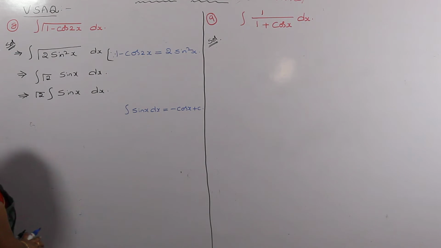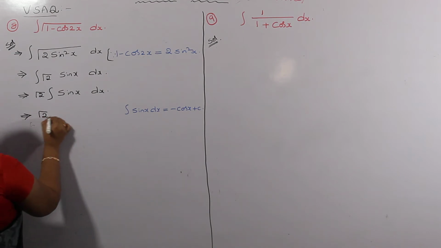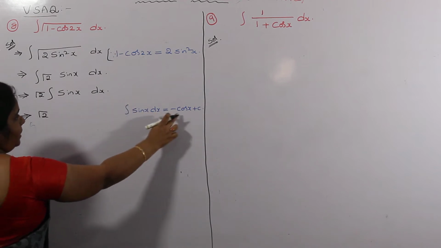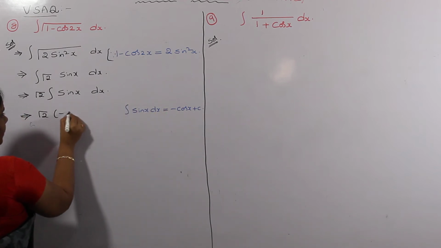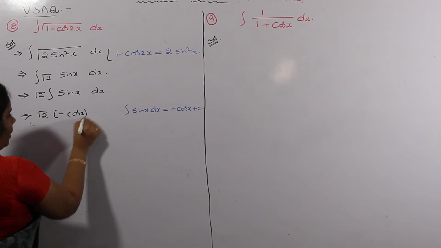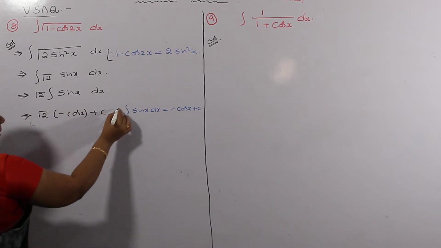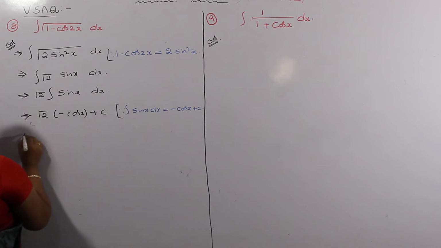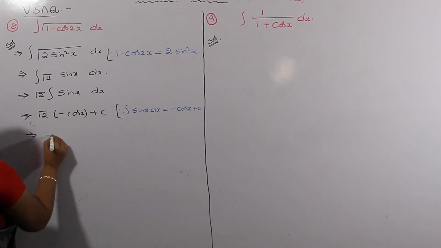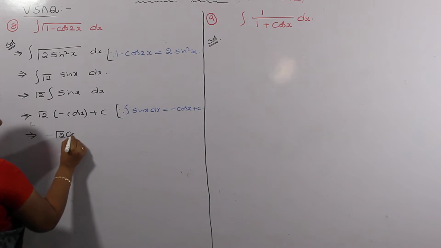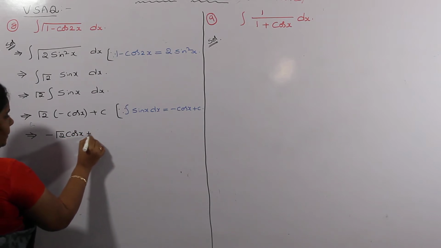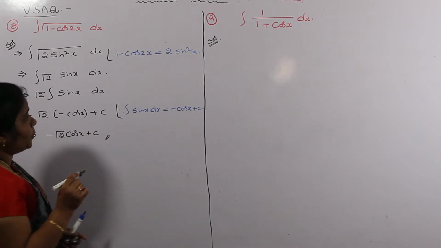Apply this formula here. That implies root 2 into integral of sin x dx is minus cos x. After the integration we add the integral constant, plus c. That implies, taking the minus out, minus root 2 cos x plus c is the answer for this problem.